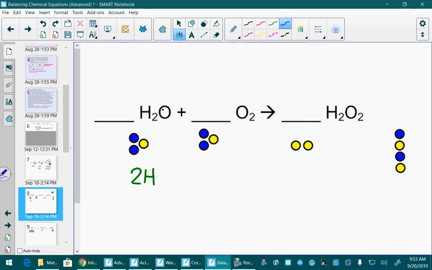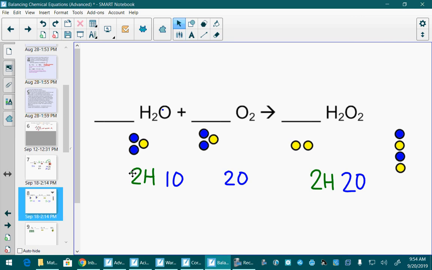Now, the O's are a little bit trickier because we need to put them together. We have 1 here, and we have 2 here, so we have 3 O's. I'm just going to write it here as 1 O first, and then 2 O's. And then on the right, we have 2 H's and we have 2 O's. So our hydrogens are balanced, but our oxygens are not. So we need to fix that.